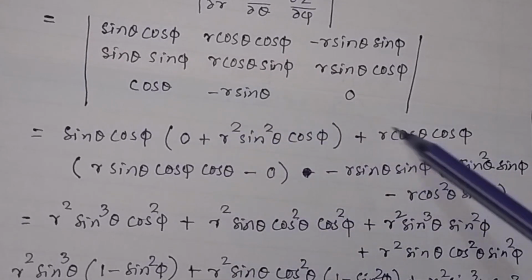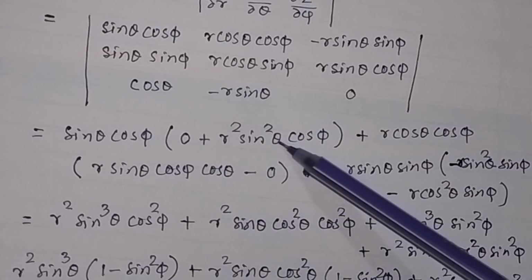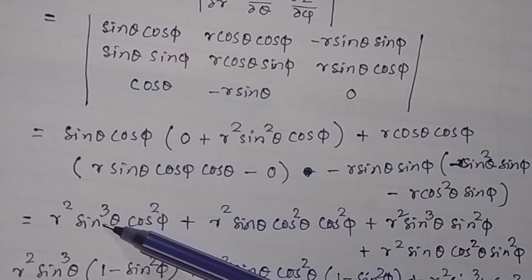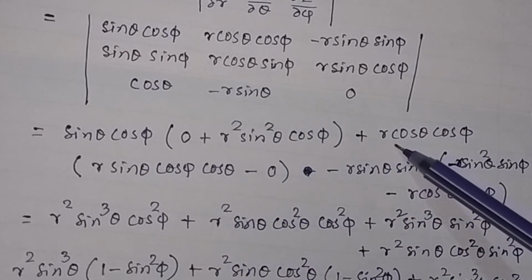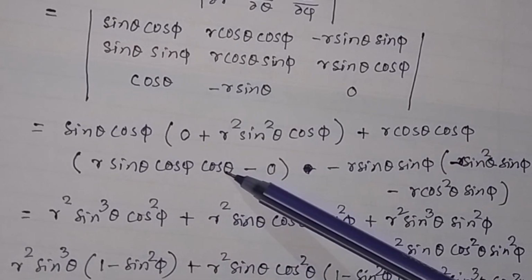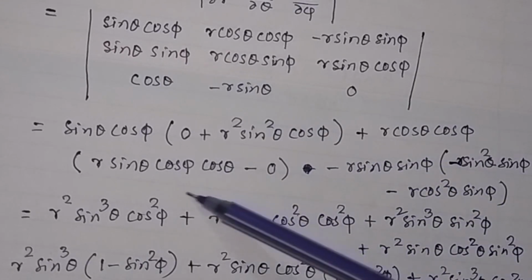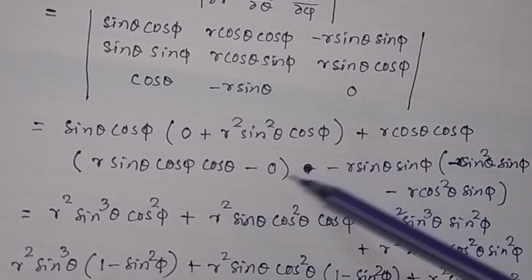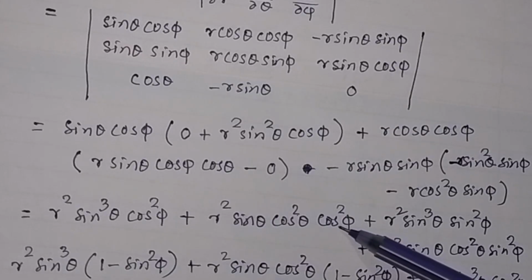So if you solve, this term will be equal to sin theta cos phi multiplied by r square sin square theta cos phi, that will be equal to r square sin square theta into sin theta, sin cube theta, then cos theta into cos theta, cos square theta. Then the next term, r cos theta cos phi multiplied by r sin theta cos phi cos theta, that will be equal to r square sin theta into cos phi. Here you have cos phi, so cos square phi, and cos theta into cos theta, cos square theta. So r square sin theta cos square theta cos square phi.